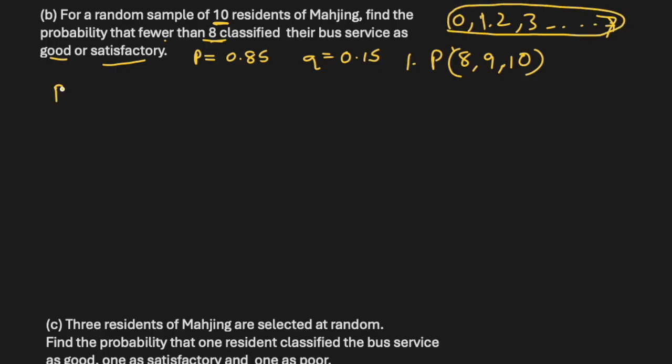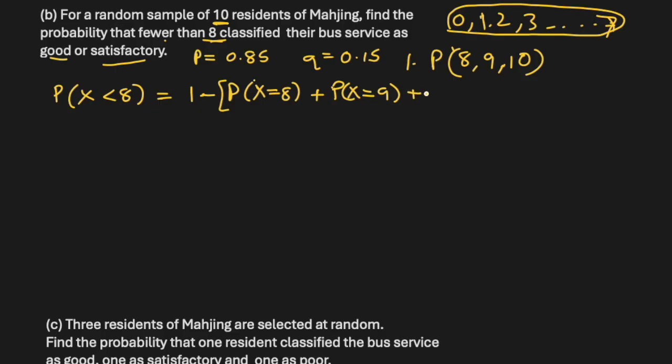So the probability that x, again the variable is x, is less than 8 is the same as 1 minus the probability x is equal to 8, or x is equal to 9, or x is equal to 10.